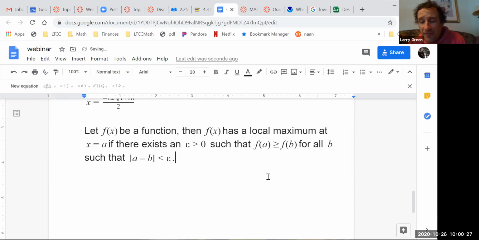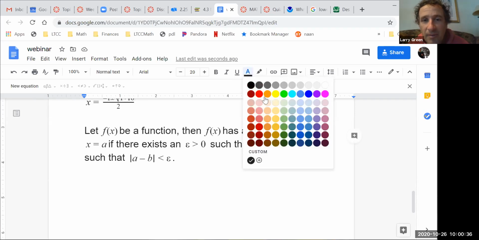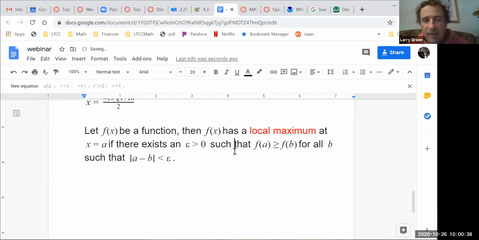So it's actually hard to define without getting fancy like this. And this is the definition. Let's make this good old red because it's important. So you need to be the biggest of your local neighbors. And the definition of being a neighbor is within epsilon, for some epsilon, even if it's really little. That's okay. And it has to be a positive epsilon.